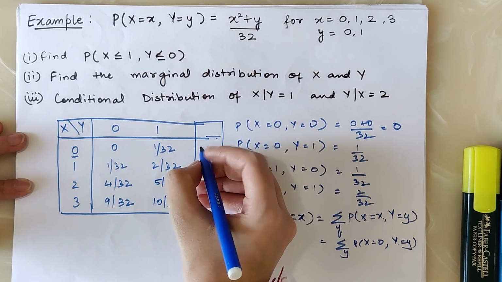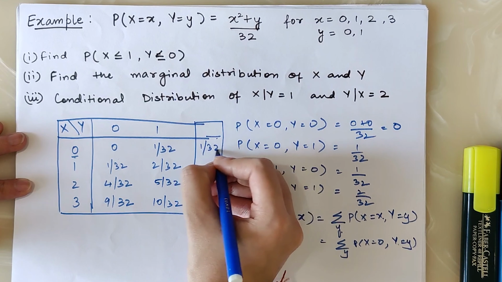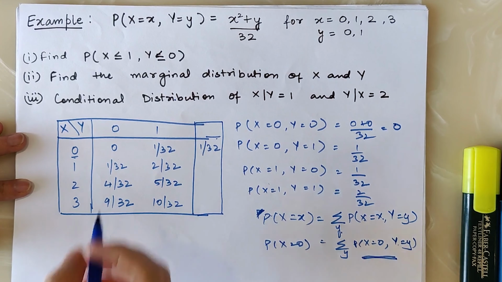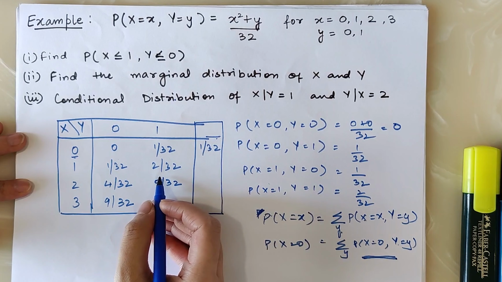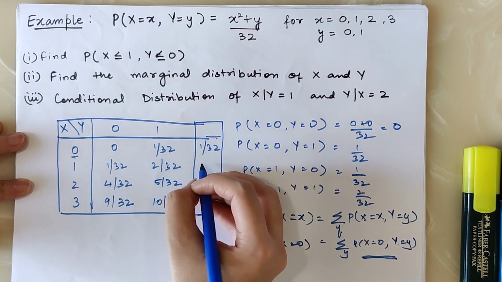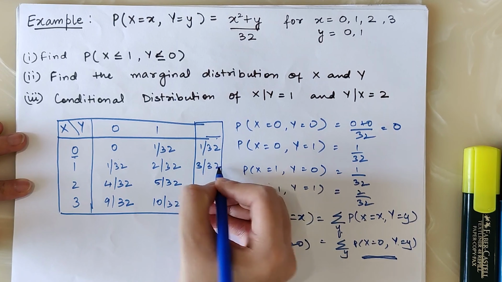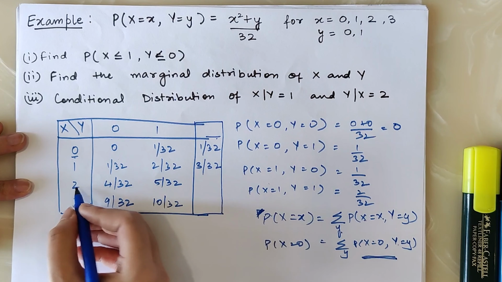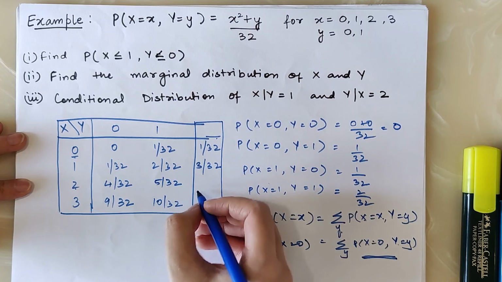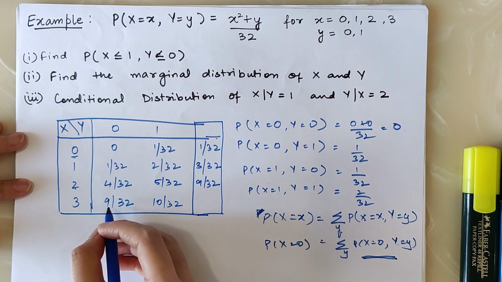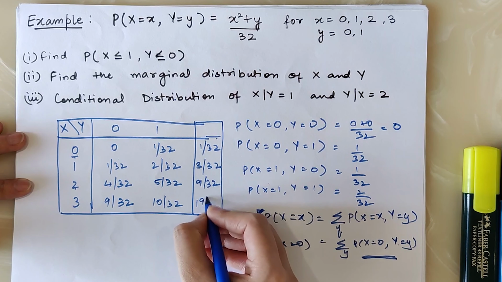So what do we have here? We have 1 by 32 as the summation of this particular equation. Let's move on to when probability x is equal to 1. So this is the summation of these two particular probabilities, that is 3 by 32. Now probability x equal to 2 is equal to 9 by 32 and probability x equal to 3 is equal to 19 by 32.